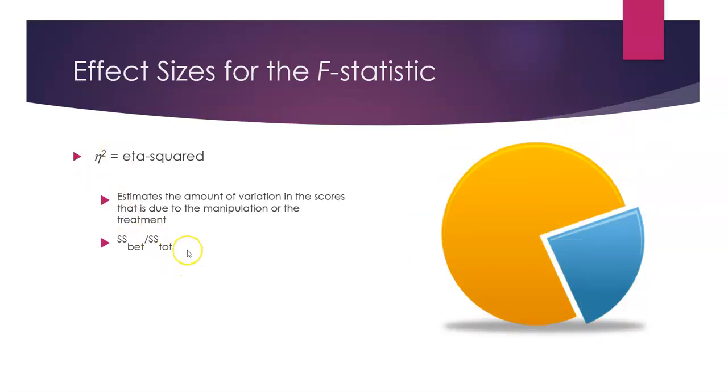And eta squared is calculated by comparing the sum of squares for the between groups variance, which is essentially the variability due to the treatment, and it's a ratio of that to the total amount of variation in the group. And that kind of makes sense, right? So anyway, that's what our effect size estimate is actually going to tell us.